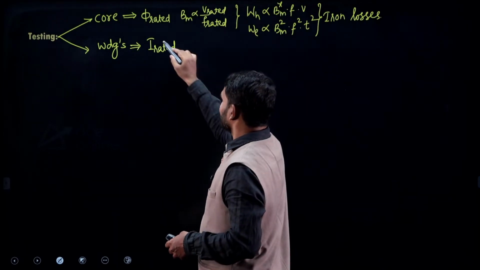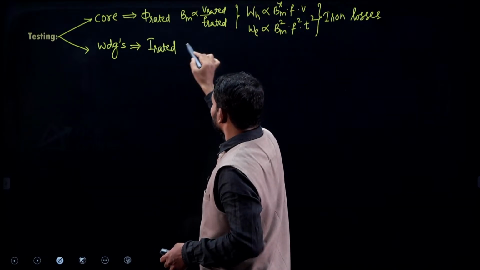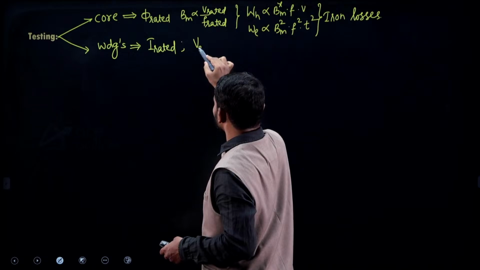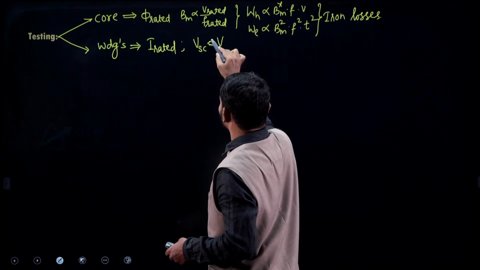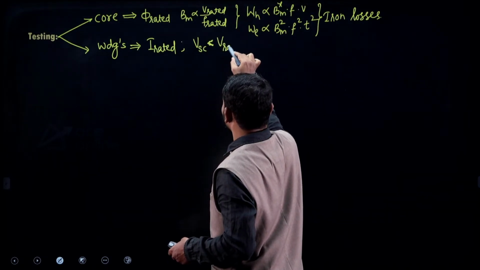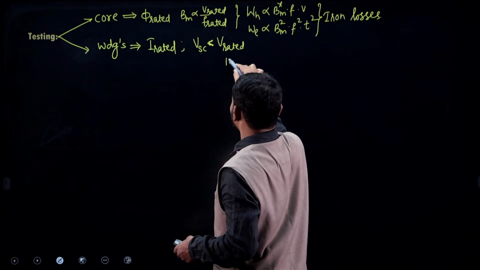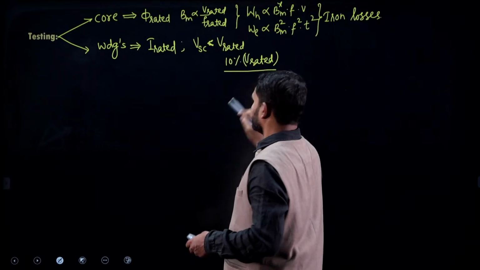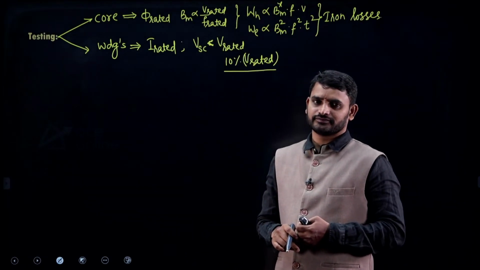So to get a rated current circulation, what we do is we apply less than the rated voltage, that is short circuit voltage. VSC is less than the rated voltage. It's hardly 10% of rated voltage, and that is enough.